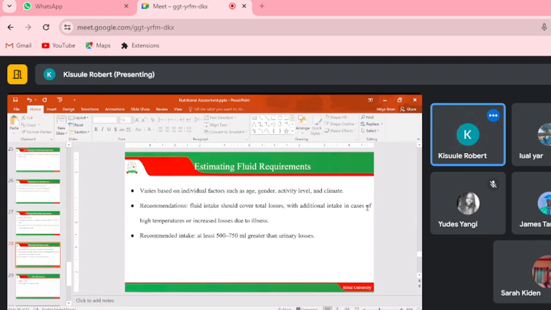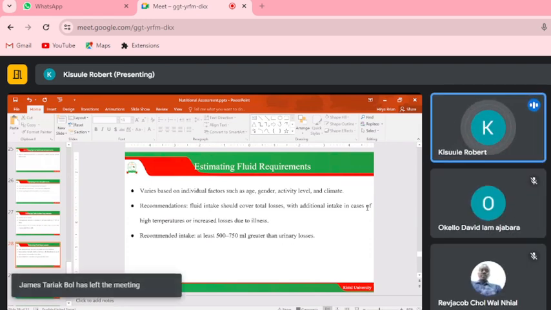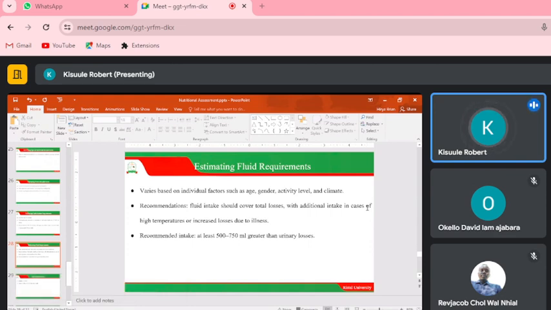work. Okay, then estimating fluid intakes: this varies depending on individual factors such as gender, age, activity level, and also climate. The recommendation is that fluid intake should cover total losses, with additional intake in cases of high temperatures, since with high temperatures we have increased losses through sweating and urinating, because the body wants to cool down the system. And also we see increased losses due to illnesses, those conditions people would get, such as diarrhea, nausea and vomiting, etc.